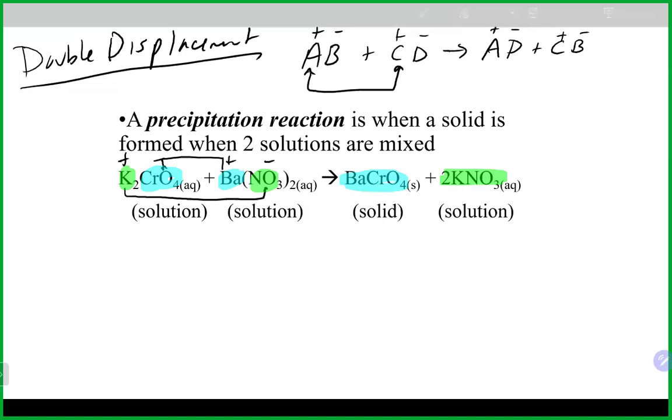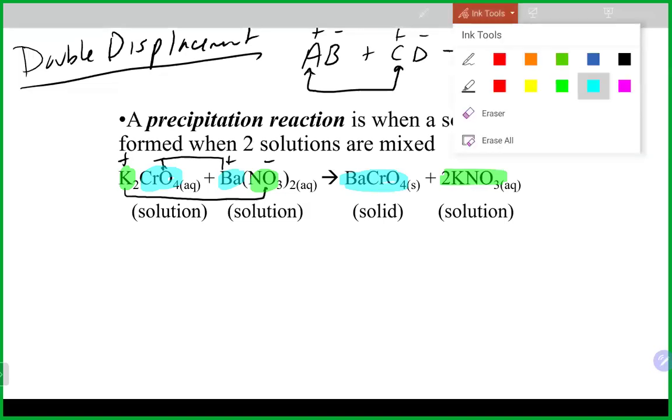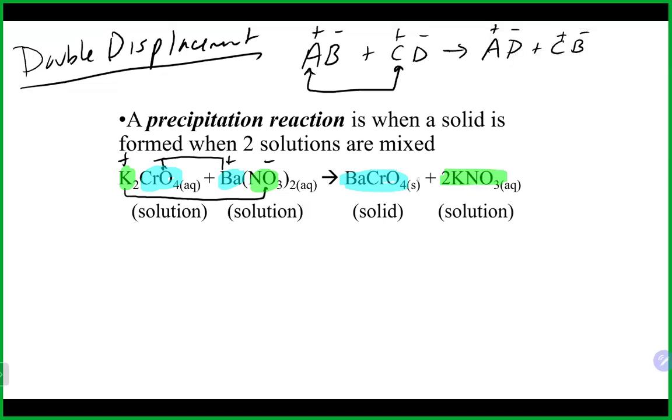So this is a precipitation reaction because this guy is going to form a solid. And again, a solid is sometimes referred to as a precipitate, and that's sometimes abbreviated with PPT. If you see that, that just means a solid or a precipitate.